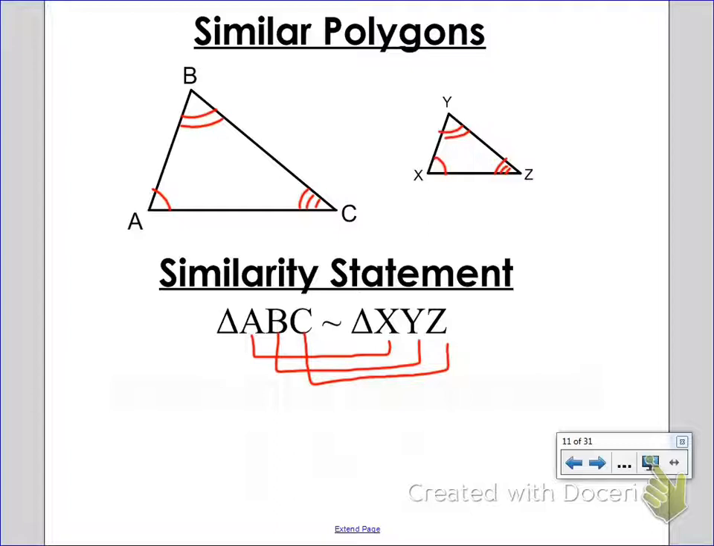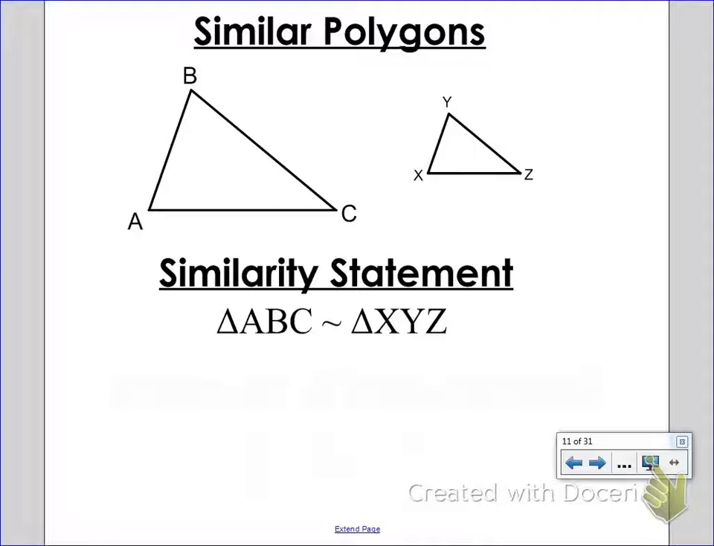We can look at the two shapes and realize that AB and XY are not going to be the exact same size. XY is smaller than AB, and like we said, they're going to be the same shape, just different sizes. So with similar polygons, the angles are congruent. However, the sides are not congruent. The relationship between the sides is what we call proportional, meaning that all three sides from triangle ABC have the same proportion to all three sides from XYZ.